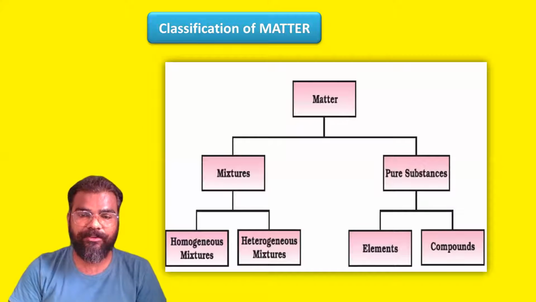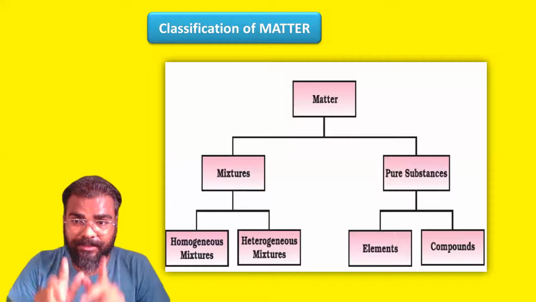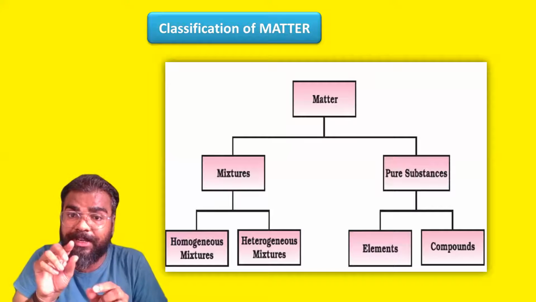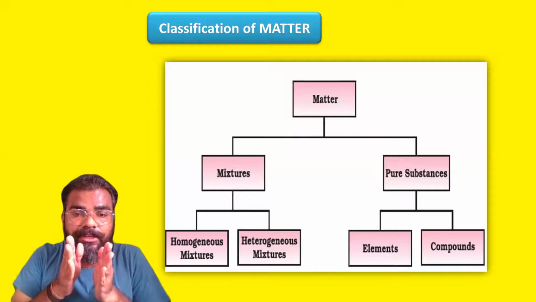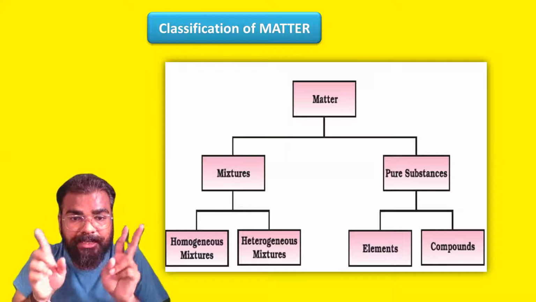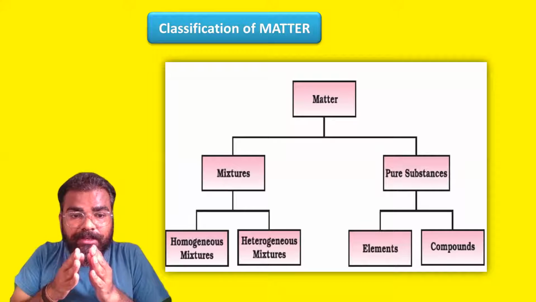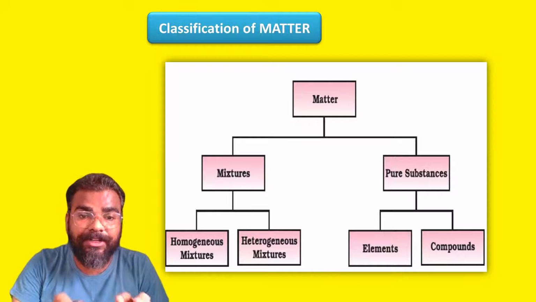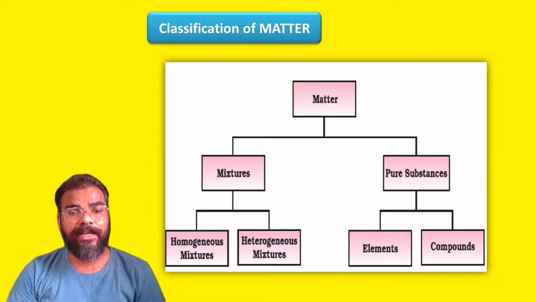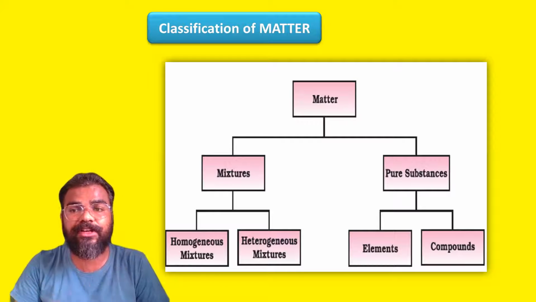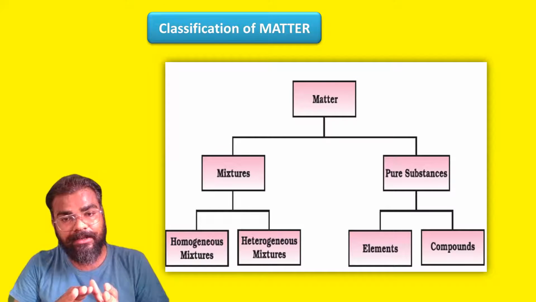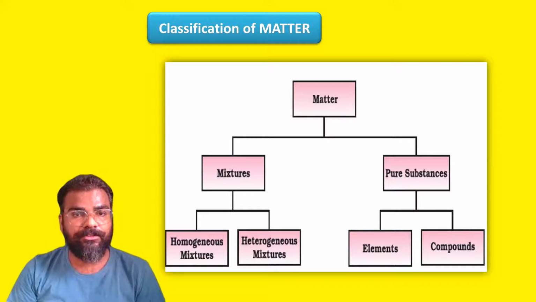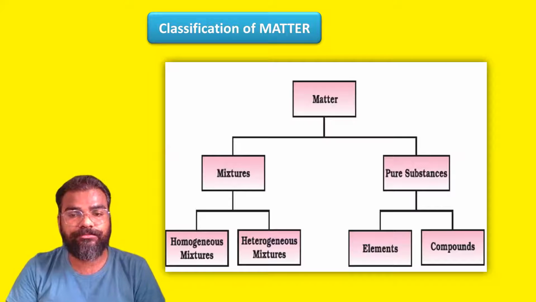First of all, the classification of matter: if you see, then matter can be further classified into mixtures and pure substances. If you divide matter, you will be getting mixtures and pure substances. If you go on dividing the mixtures, then you will be getting homogeneous and heterogeneous mixtures. Then in pure substances, you are having the element and compound.